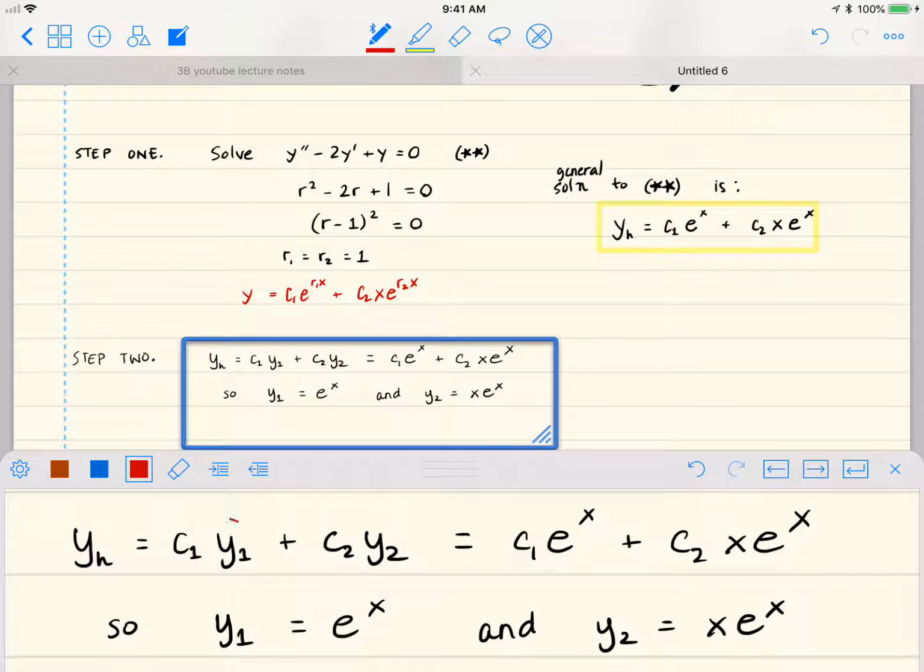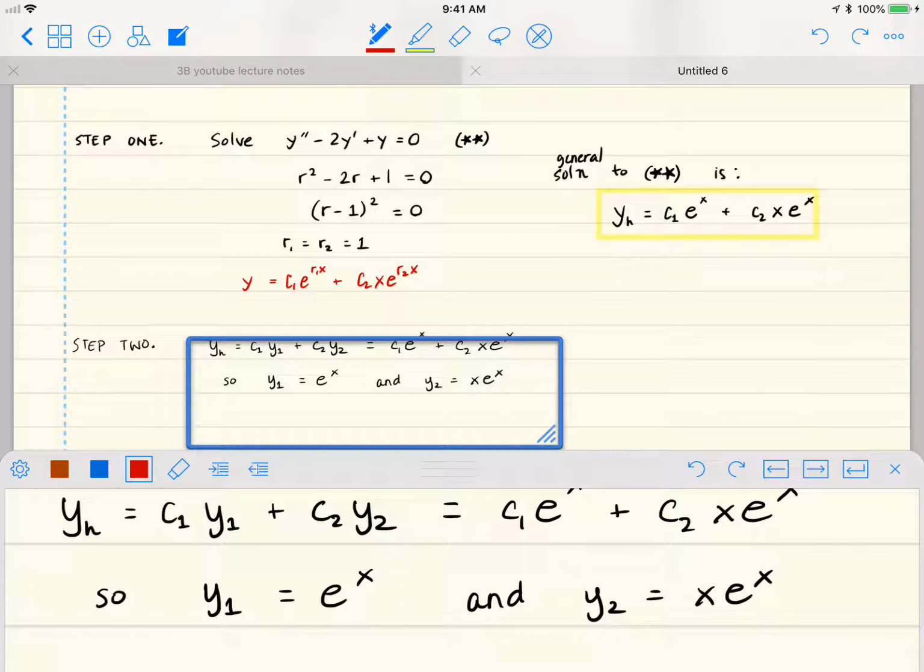So can you see here? If we've got this C1, C1 y1 is C1 e to the x, so that means that y1 is equal to e to the x, and C2 y2 is equal to C2 x e to the x, so y2 is x e to the x. Okay, so we figured out y1 and y2.